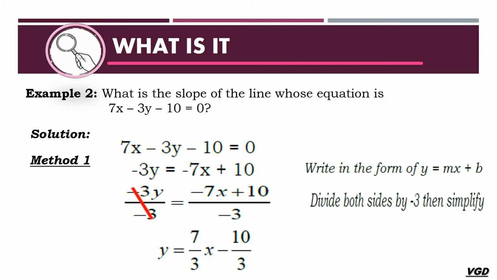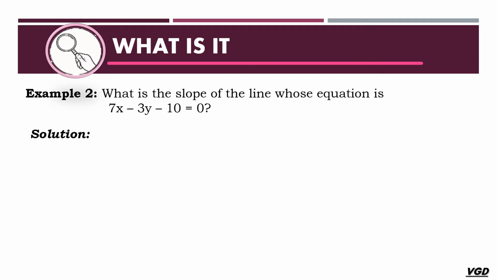And now, we already have the form y equals mx plus b. Therefore, we can already get the slope of this line, or the slope of this equation. So the slope of this equation is 7 over 3. So in the first method, we were able to get the slope as 7 over 3.